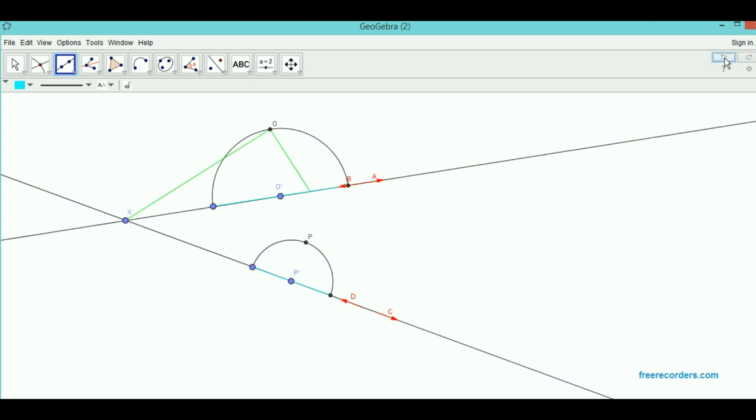So if we just make a perpendicular to the line from O to X, we find that the mate of X under this involution is Y. And we're going to do a similar construction on the other line. We find that the mate of X is Z.